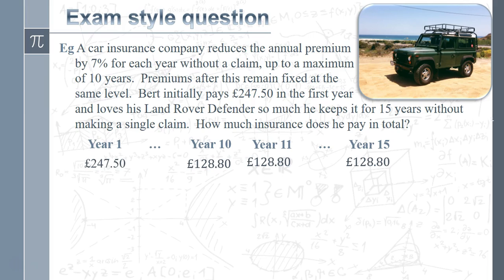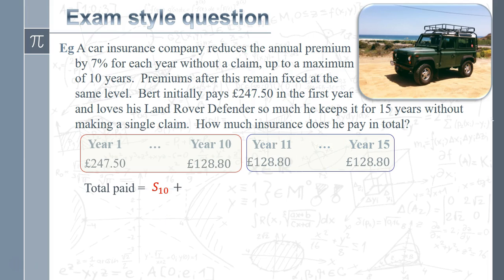So how much does he pay in total for this Land Rover? So we need the sum of the first 10 years, which will be S10. And then on top of that, I've got what we're paying from years 11 to 15. So that'll be 5 lots of the £128.80. I know in total we've got the kind of 6 lots of £128.80, but I'm including this one within our S10. So S10, let's plug in the values.